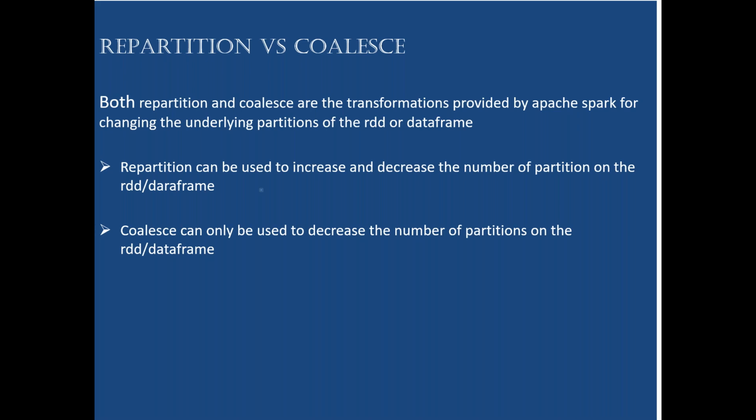4 means each is 25, 25, 25, 25. Now if I use repartition, I can make these 4 partitions into 10. 10 meaning each partition may get 10 records. I can create 10 partitions. Similarly, I can make it 2 partitions. If I make it 2 partitions, each partition will get how many records? 50, 50. Got it?